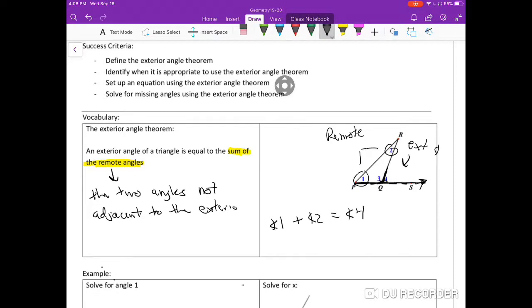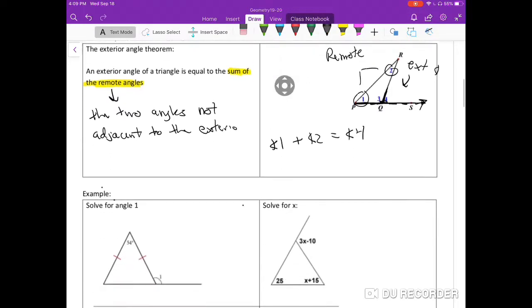Alright, so this is a little different from what we've been doing before because now we're setting angles equal to each other rather than equal to 180 degrees. So we just have to be aware of when to use each one. And some problems are going to require us to use both at the same time. So we'll see some of those in the examples here.